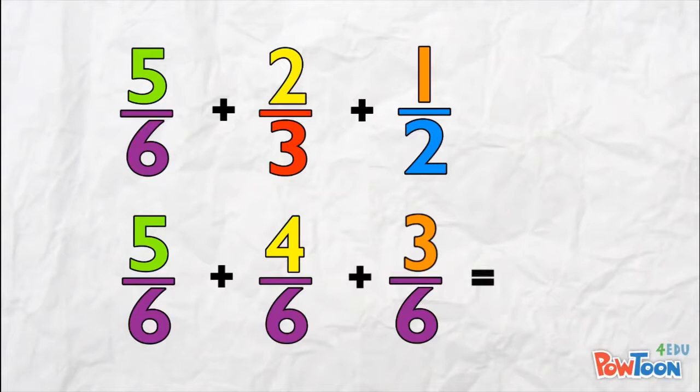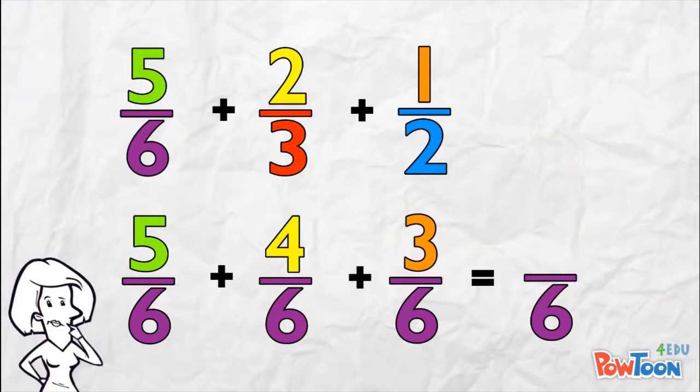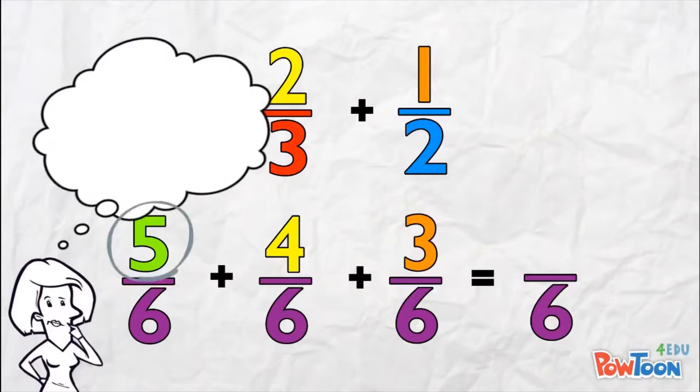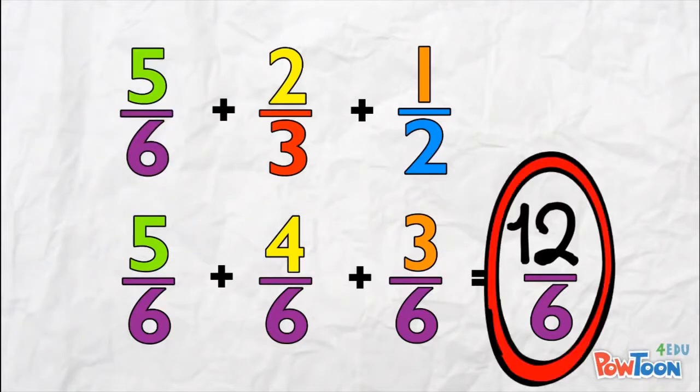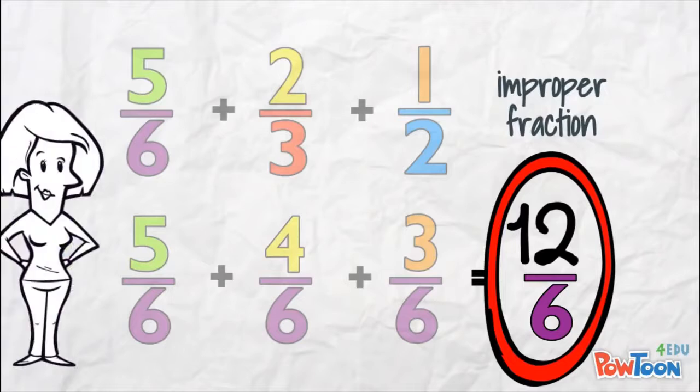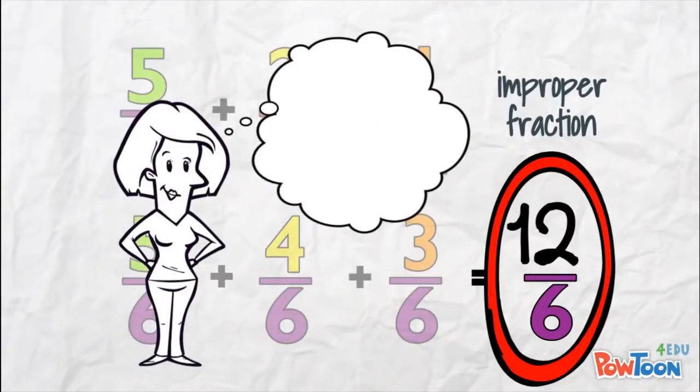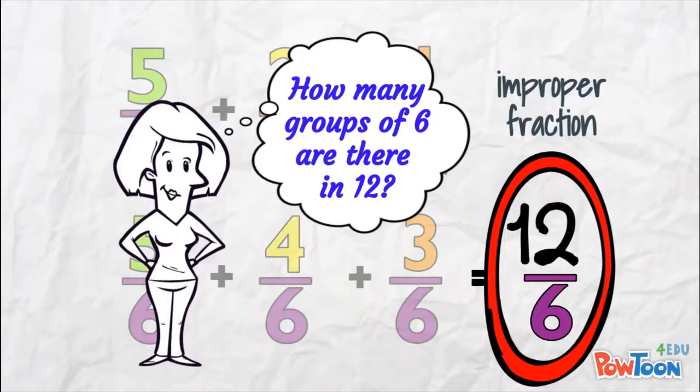Our final fraction will be something over 6. And now we just have to add the numerators. 5 plus 4, that's 9, plus 3, that gives us 12/6. That is an improper fraction, and we can't leave it like that, so we have to work it out. 12 divided by 6. How many 6's are there in 12?